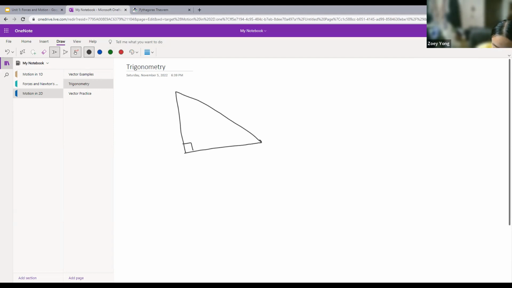And if you have a triangle, this side is the length of A, this side is the length of B, this side is the length of H. And this angle, we're going to call theta. Theta is a Greek letter that we don't have in the usual alphabet, but for some reason, whenever we talk about triangles, we like to use theta for the angle.